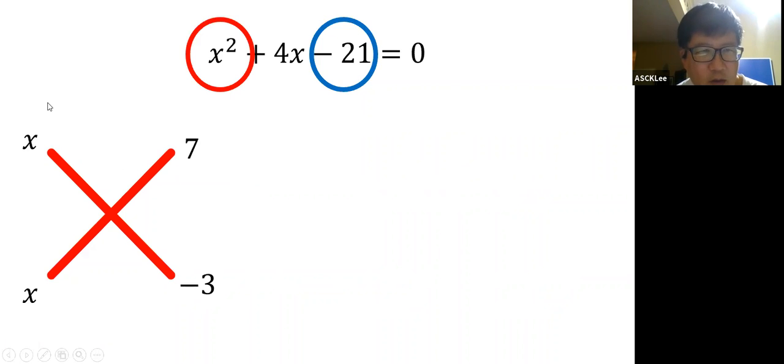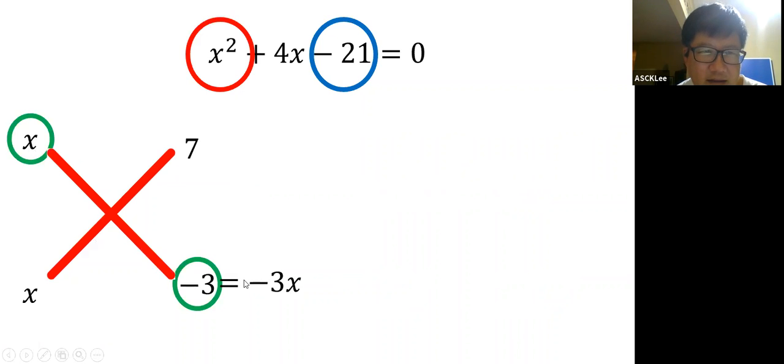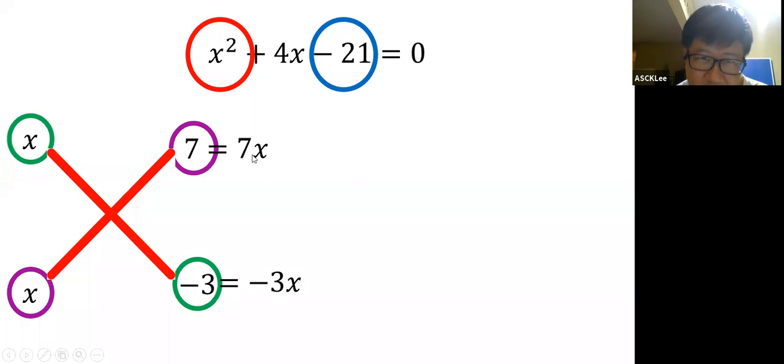Okay, and when you multiply it diagonally, x times minus 3 is minus 3x, and x times 7 is 7x. When you add these two up, 7x plus minus 3x, you do get 4x. 7x minus 3x is 4x. So that means that your factors are x plus 7 and x minus 3.